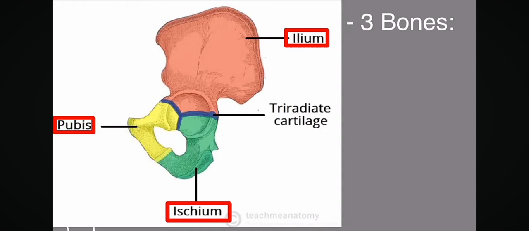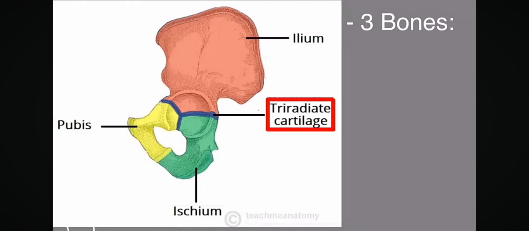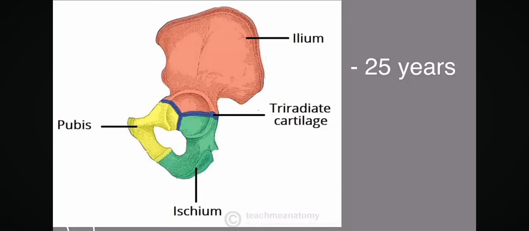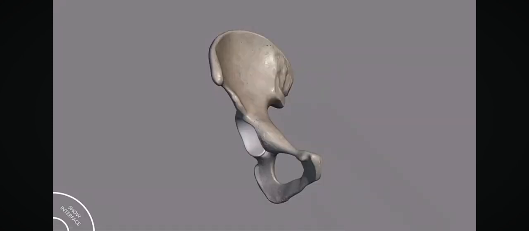At birth, these three components are separated by a hyaline cartilage called the triradiate cartilage. This triradiate cartilage is Y-shaped and is joined in the acetabulum of the hip bone. By the end of puberty, the three regions will have fused together, and by the age of 25, they will have ossified.